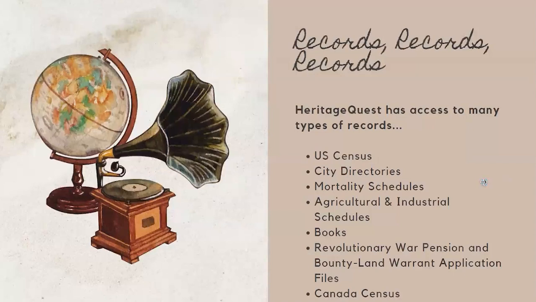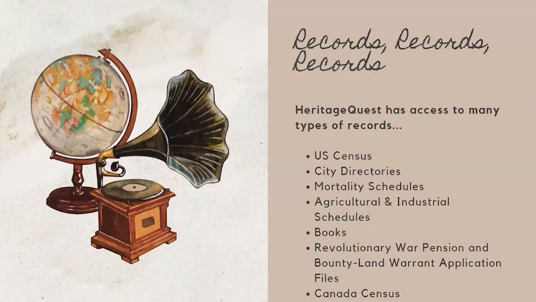So there are many types of records that are available through HeritageQuest that serve multiple purposes in genealogical and historical research. Census records, as we just saw, help to pinpoint where an ancestor was living, whom they were living with, and other pertinent information about their life at a specific point in time. These records may also provide clues about an ancestor's education, their employment, and where they immigrated from.